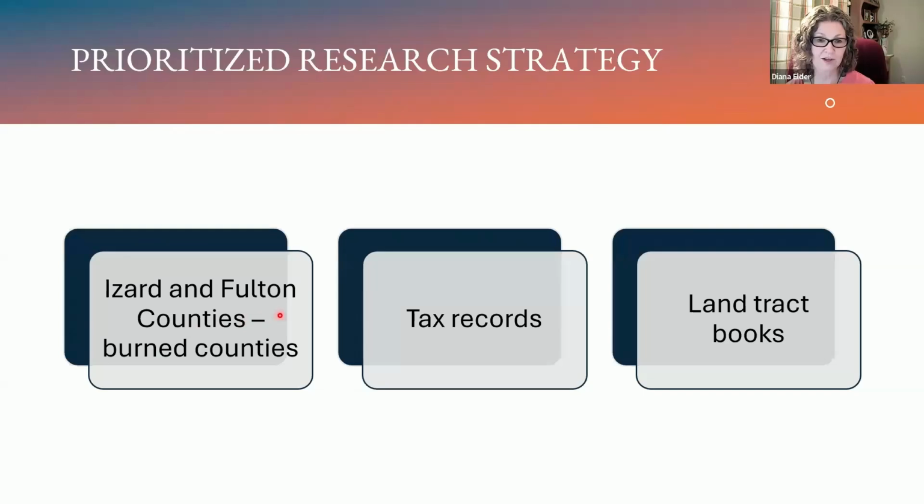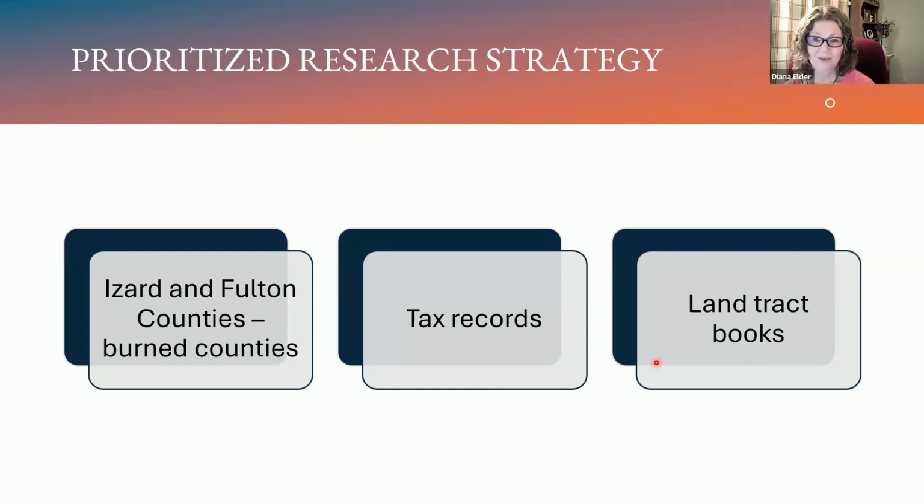So I ended up with my prioritized research strategy using the records for Izard and Fulton counties. I had found that John C. Cline had lived in Fulton because Izard was split and became Fulton, and he lived there during that time. But of course, the records there were also burned, and so I had two burned counties. And in both, I did have the tax records and land tract books. So I went to what I had and did as much as I could to research to find them.